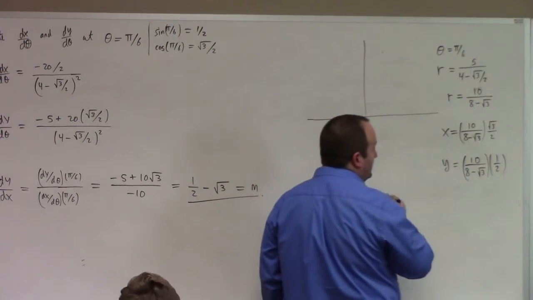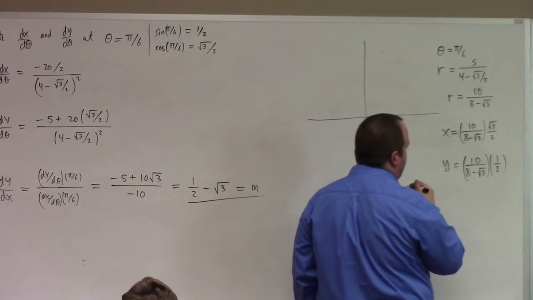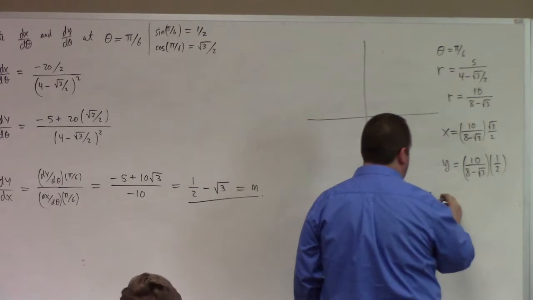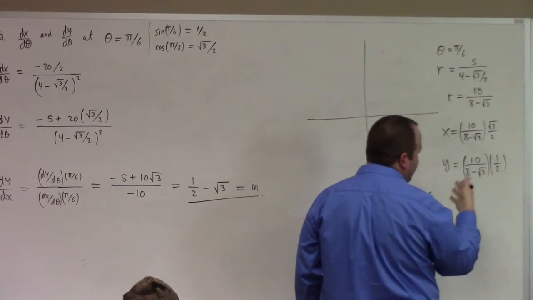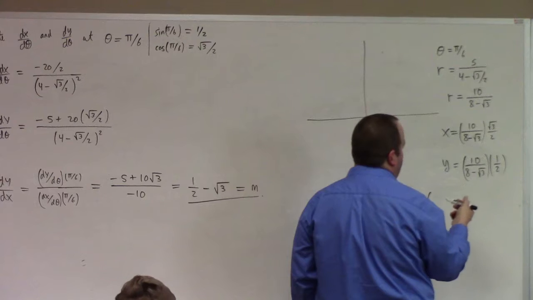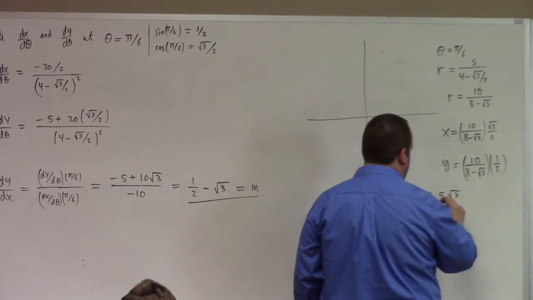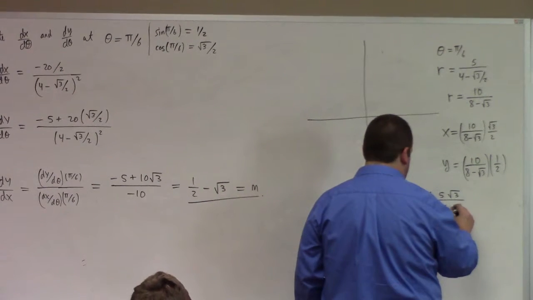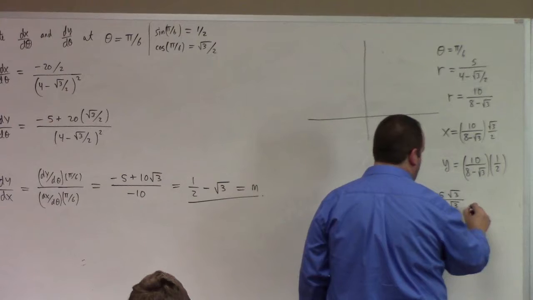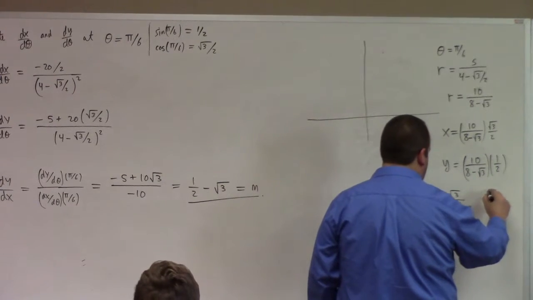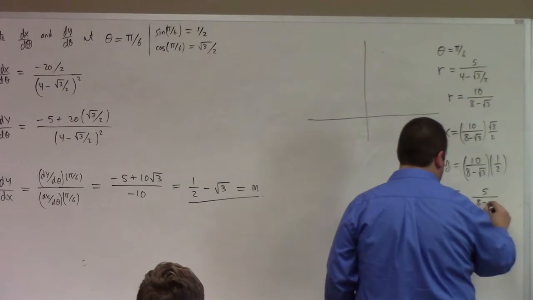So apparently, I mean, it's not terribly enlightening, but the point on the line is, I don't know, I'll leave it just ugly. So 5 square root of 3 divided by 8 minus root 3. You could rationalize that if you wanted to. I don't. And then this other one is 5 over 8 minus root 3.